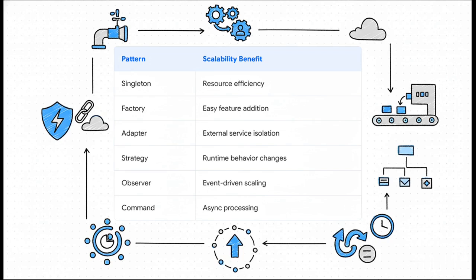Singleton, that gives you resource efficiency. Factory makes it super easy to add new features. Adapter isolates your system from external service failures. Strategy lets you change behavior on the fly without a redeploy. And as we saw, Observer and Command are the absolute bedrock of event-driven scaling and async processing. Each pattern provides a direct, tangible benefit.